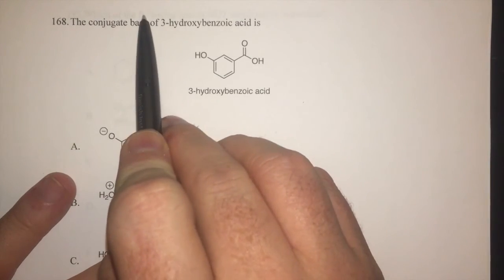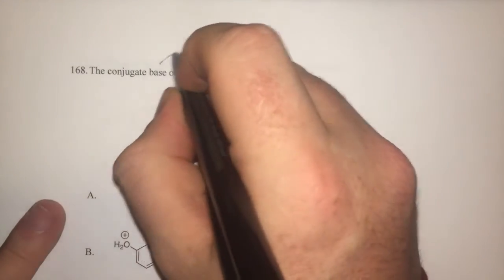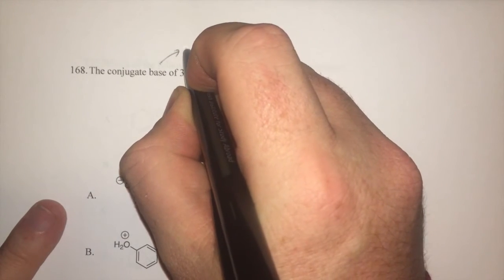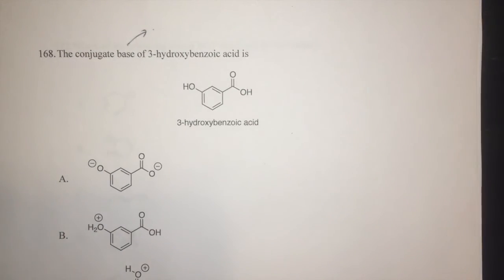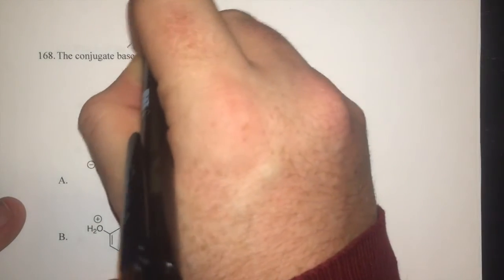Now, what is a base again? Remember, a base is going to be a proton acceptor. So in other words, you want excess electron density. You want electron density that's going to grab a proton. So you want this compound to be negatively charged.